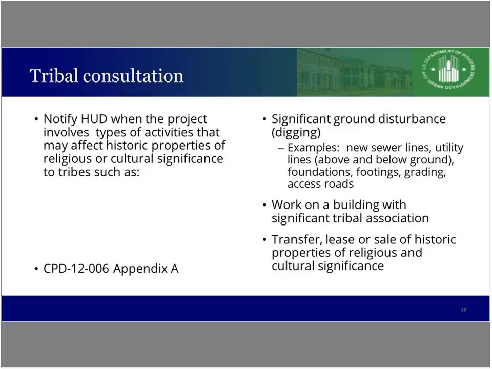Some examples would be a new sewer line, a utility line above or even below ground, foundations, footings, gratings, access roads. These are things which have the potential to impact below ground archaeological resources if they are available on site. And in order to know whether there's a likelihood of properties there, you need to invite consultation from tribes to see if they have a concern about that particular location.